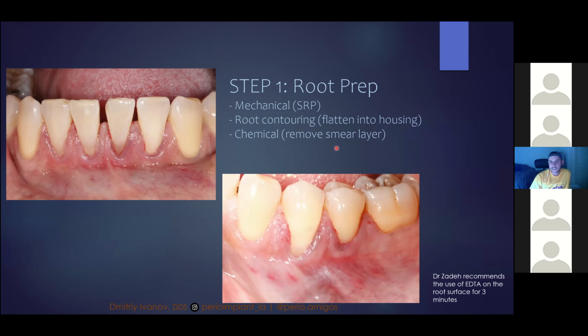Chemically, you could use EDTA or Pref gel if you like. It doesn't really improve the outcome of the procedure, but it does clean the root, and maybe makes you feel better. If you feel like you want to follow the true protocol that Dr. Zade recommends in his paper, we have plenty of papers showing that there is no difference between using any kind of chemical or not.